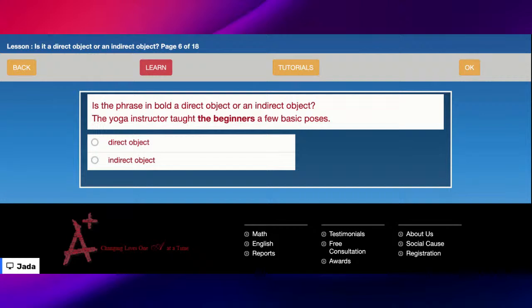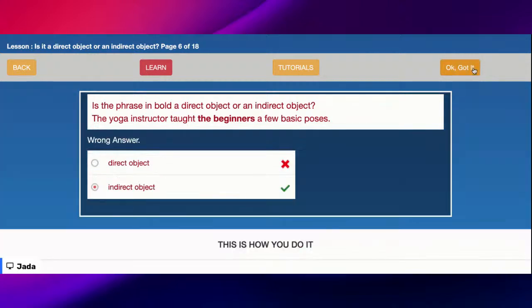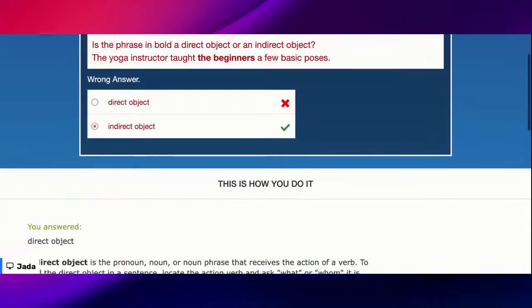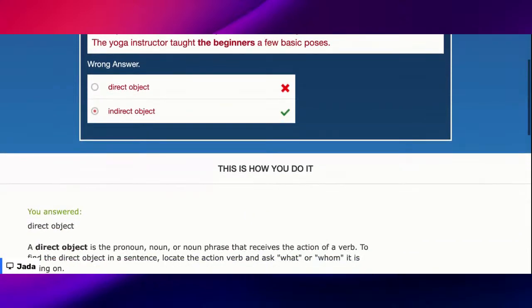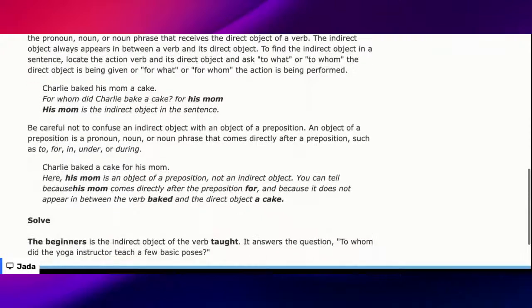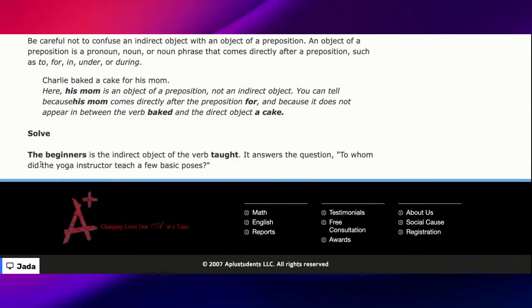Direct objects. Okay. So now we got direct object and this is incorrect. Now let's look at the right explanation here. The beginners is the indirect object of the verb taught. It answers the question, to whom did the yoga instructor teach a few basic poses?